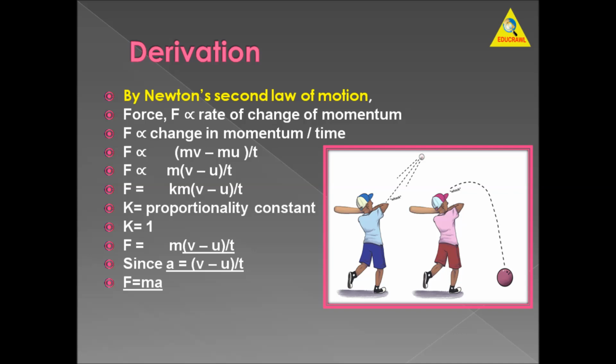Hence, the equation is changed as F is equal to ma. This is the expression for force, which is F is equal to ma. So, this derivation gives you the value of force, or this measures the force. This we have derived using Newton's second law.